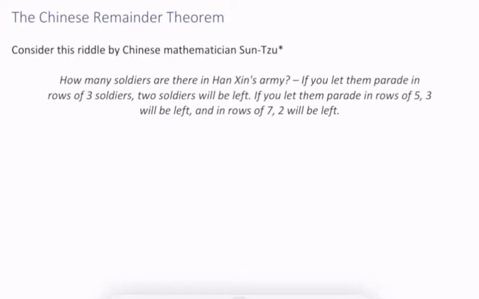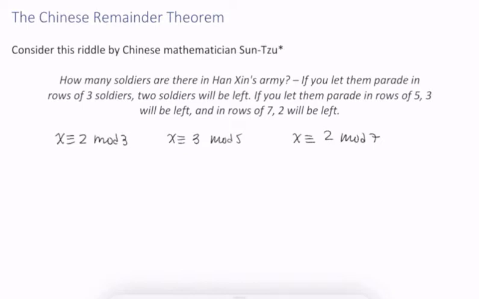If you let them parade in rows of 3 soldiers, 2 soldiers will be left. If you let them parade in rows of 5, 3 will be left. And in rows of 7, 2 will be left. This comes down to finding some x that is equivalent to 2 mod 3, some x that is equivalent to 3 mod 5, and x equivalent to 2 mod 7.